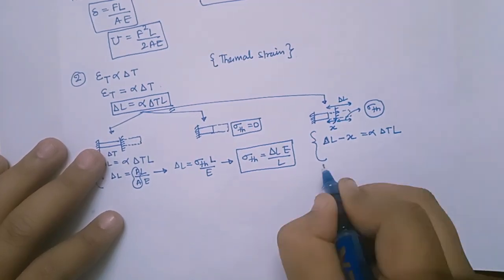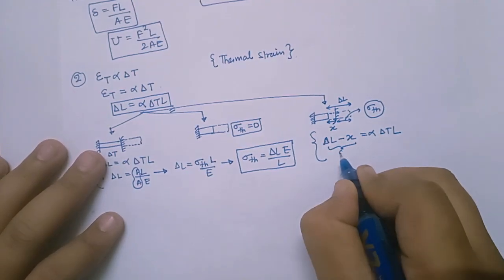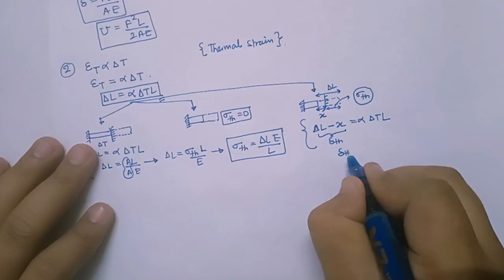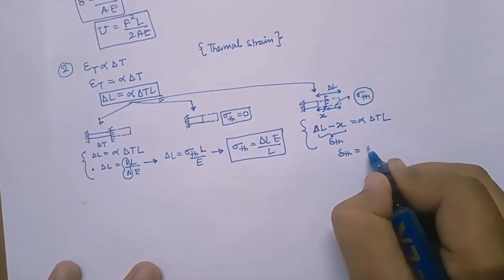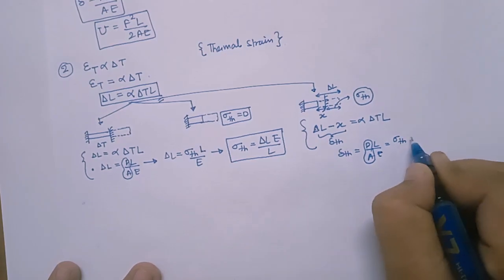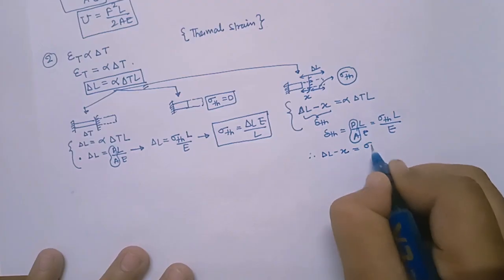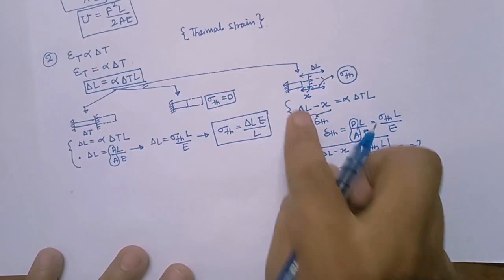So delta L minus X, this deformation, will be alpha delta T L. Now let us consider this is the thermal deformation. So thermal deformation is what? The formula is PL upon AE, and this P upon A is sigma, so sigma TH, thermal stress, L upon E, right? So therefore you can assume delta L minus X is sigma TH L by E. So from here you can calculate the thermal stress in this body.